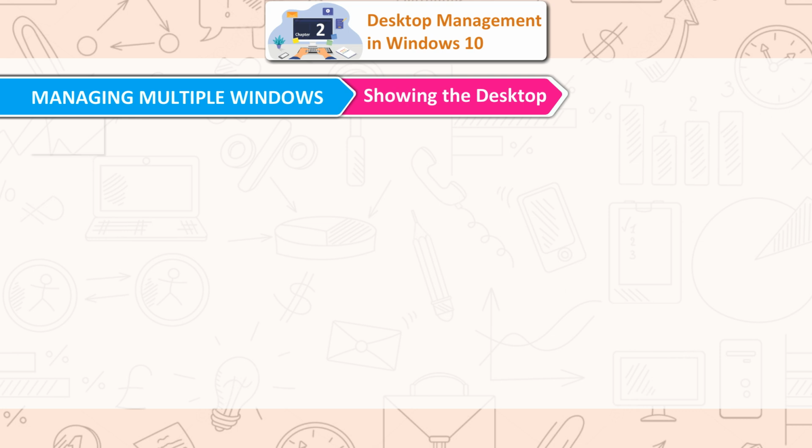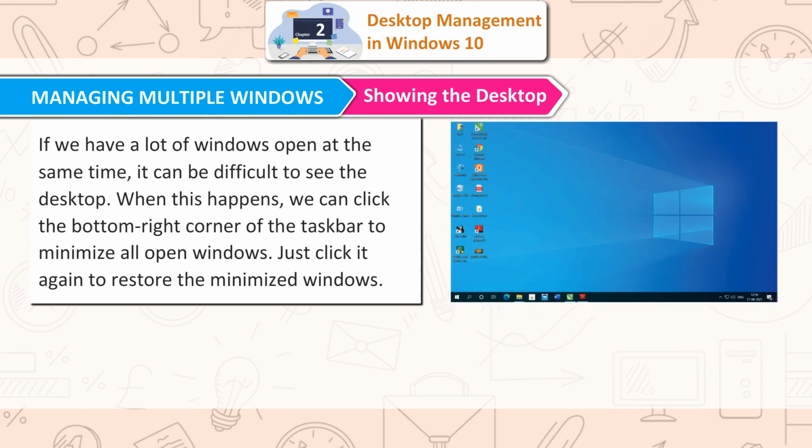Showing the desktop. If we have a lot of windows open at the same time, it can be difficult to see the desktop. When this happens, we can click the bottom right corner of the taskbar to minimize all open windows. Just click it again to restore the minimized windows.